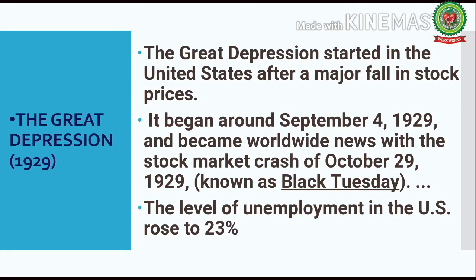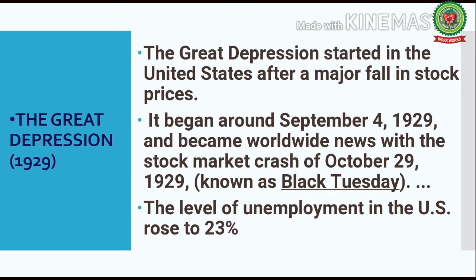After a period of boom in the economy from 1920 to 1929, suddenly in 1929, America was hit by the Great Depression. Let us discuss the second topic of this module, the Great Depression in America in 1929. The Great Depression started in the United States after a major fall in stock prices. It began around September 4, 1929 and became worldwide news with the stock market crash of October 29, 1929, known as Black Tuesday in American history.